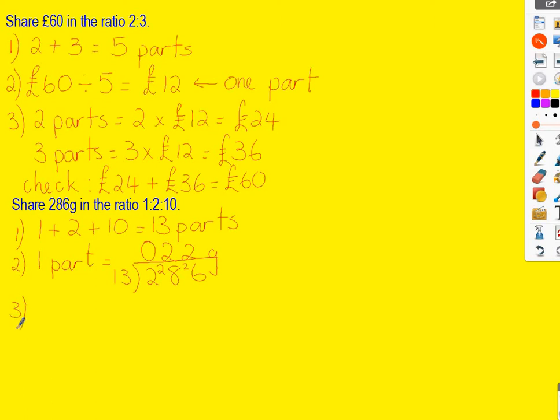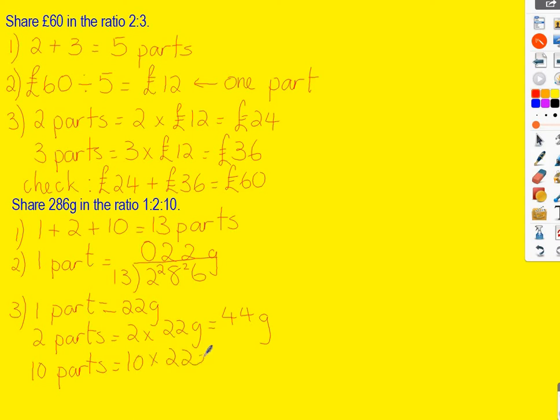Stage 3 then, to find each of the parts in the ratio. 1 part, I don't need a calculation for this, I've worked it out in stage 2. 1 part is equal to 22 grams. Then I've got 2 parts, so that's 2 times 1 part, 2 times 22 grams, which is 44 grams. And then 10 parts to finish off, that's 10 times 1 part, so 10 times 22 grams, which gives me 220 grams. And again, you can check your answer. If you add up 220, 44 and 22, it does give you 286 grams.